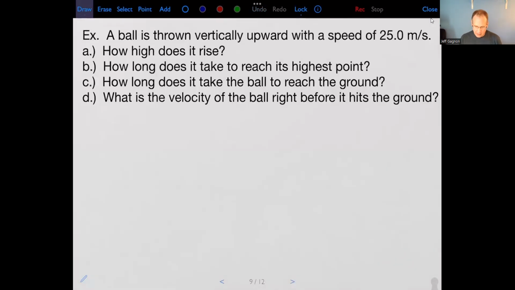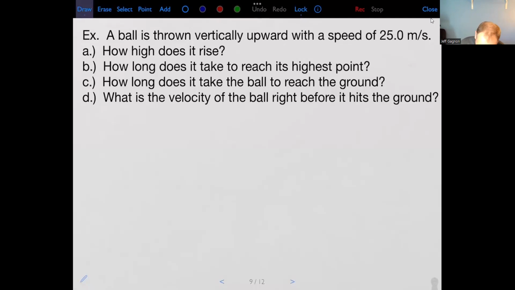All right, so in this case, you're told a ball is thrown vertically upward with a speed of 25.0 meters per second. We want to know how high does it rise? We want to know how long does it take to reach its highest point? We want to know how long it takes the ball to reach the ground. And then what is the velocity of the ball right before it hits the ground, right? So we need to know all this information.